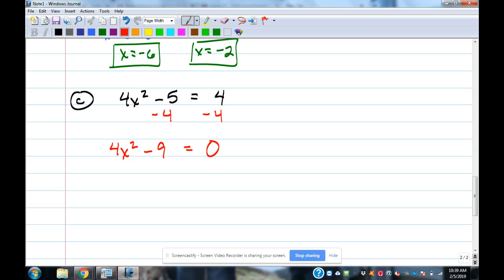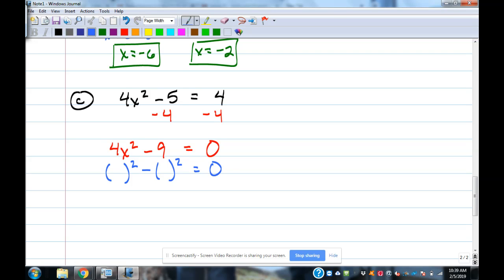How do I know to try that? 2 terms and what sign in the middle? A minus sign in the middle. So I'm going to try to rewrite the problem as a difference of squares. So something squared minus something squared.